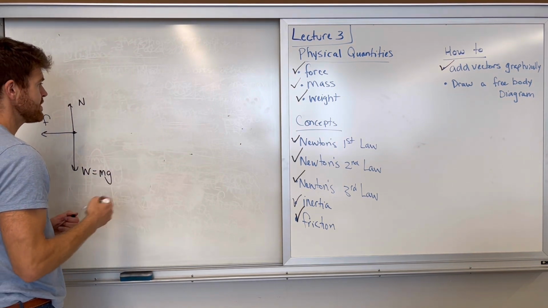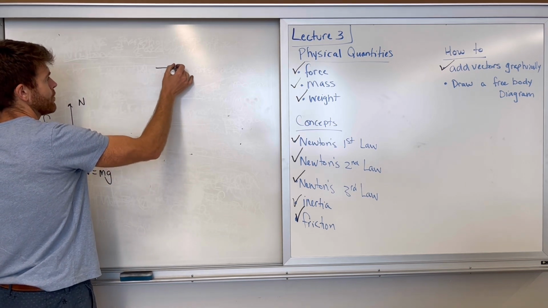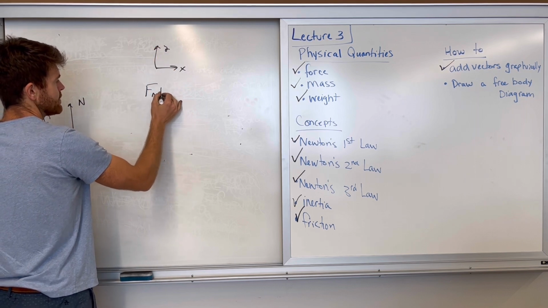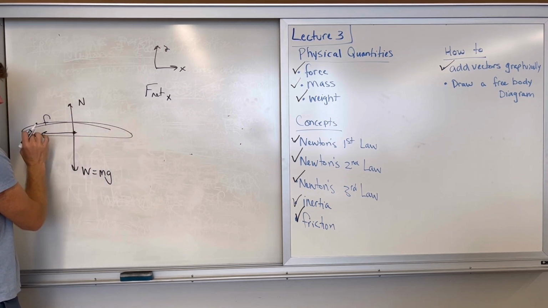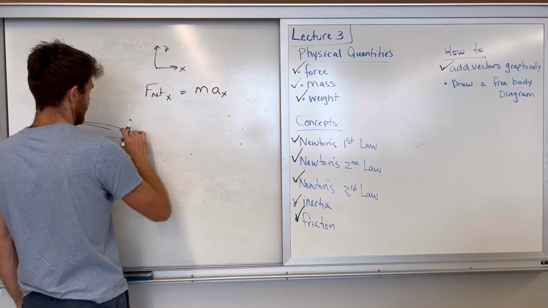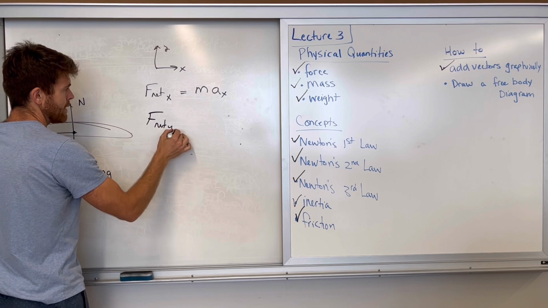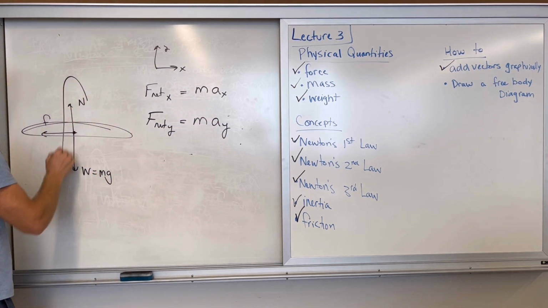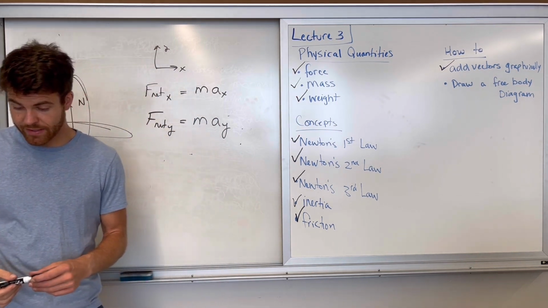And with Newton's second law, you can apply Newton's second law in both directions of your coordinate system. Say this is the x and this is the y direction. If you do the net force in the x direction, so all the forces acting in this direction, add them up, that equals the mass of the object times its acceleration in the x direction. And also, the net force in the y direction is equal to the object's mass times its acceleration in the y direction. So you can apply Newton's second law to each direction independently.